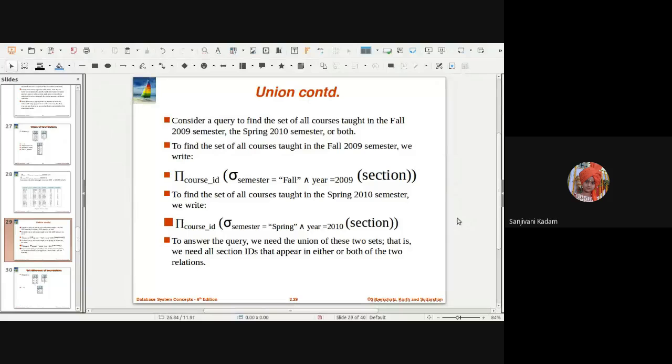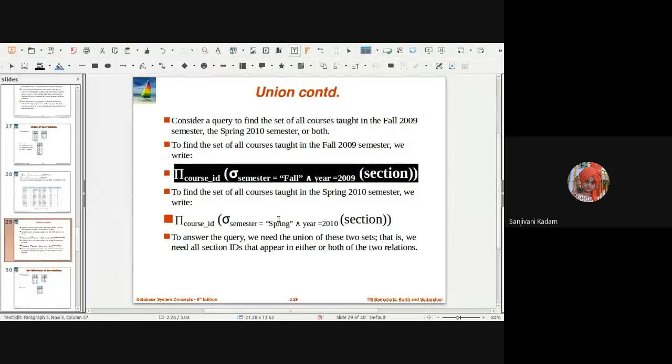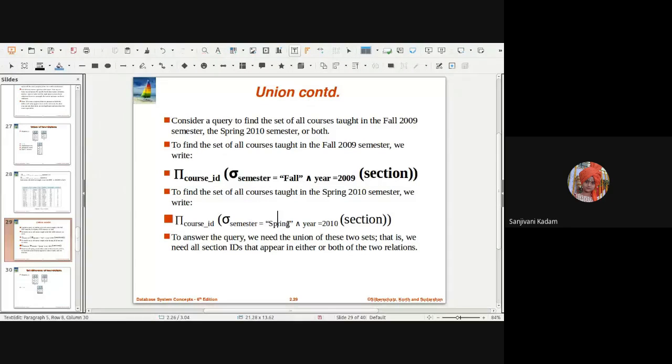So here, this is how we are writing the query. I will make this bold, if possible. Yes, now it is clearly visible. Semester equal to fall and year equal to 2009, and course ID, select those course IDs which satisfy this condition. Semester equal to spring and year equal to 2010 from the relation section, and whatever tuples we are selecting, from that we are only displaying the course ID. And we are combining the results by using a union operation.